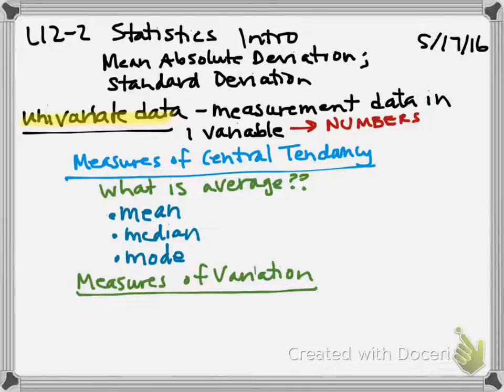Okay? So you have done things like range. So what's my largest, what's my smallest? Let's figure out the difference. Okay? When the range is large, that means the numbers are pretty broadly spread. When the range is small, that means the numbers are pretty close to each other.